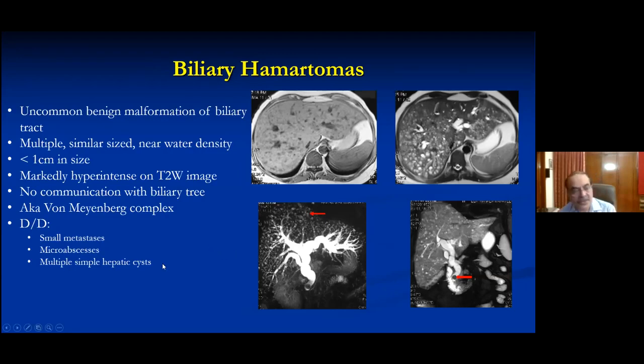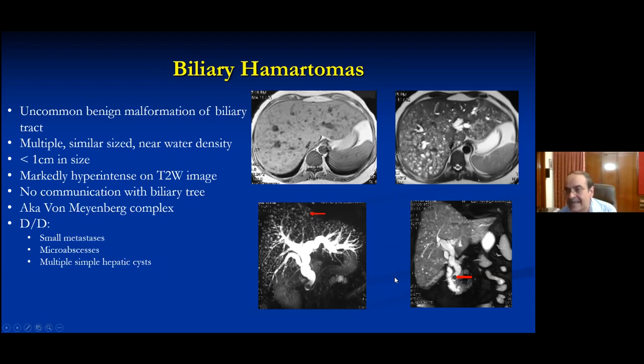The differential diagnosis of this lesion is from microabscesses. This was a patient who had biliary dilatation, also had cholangitis, and we had a lot of discussion with our gastroenterology colleagues. Why are these not cholangiolar abscesses? And the reason is that they are too numerous. They are all the same in size.